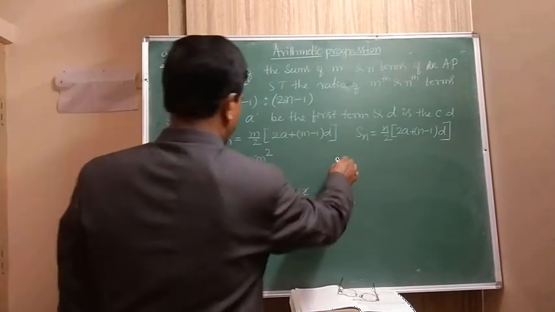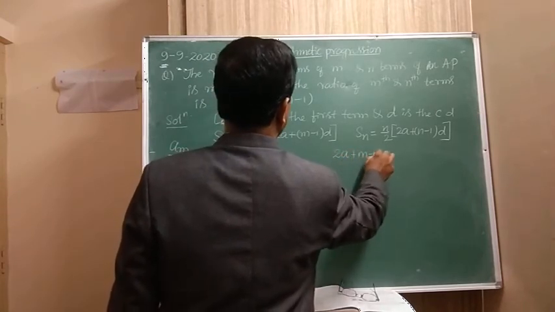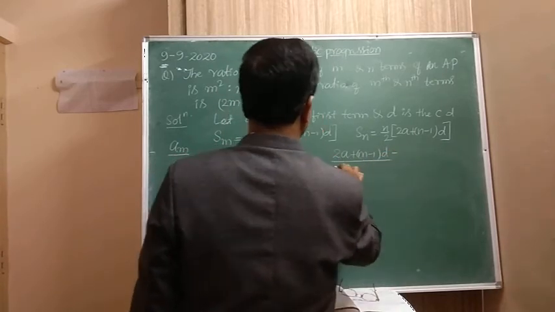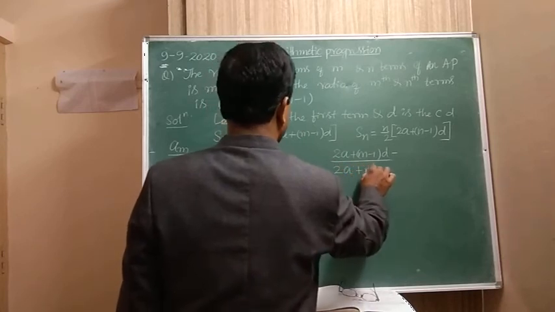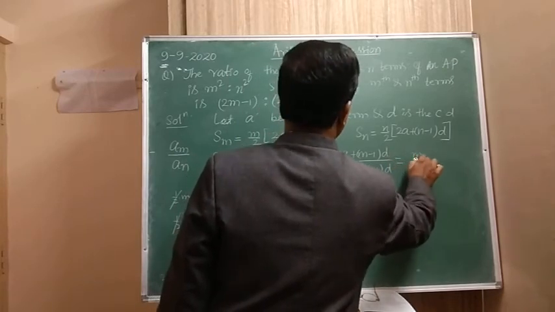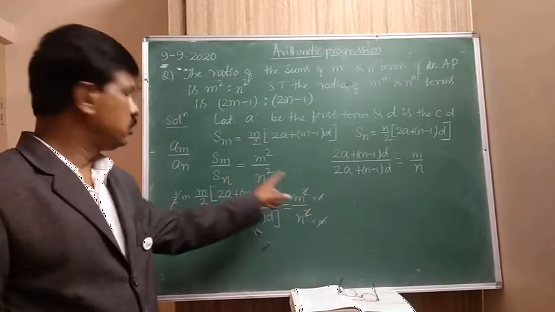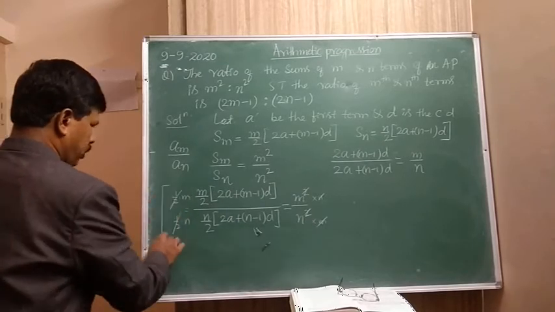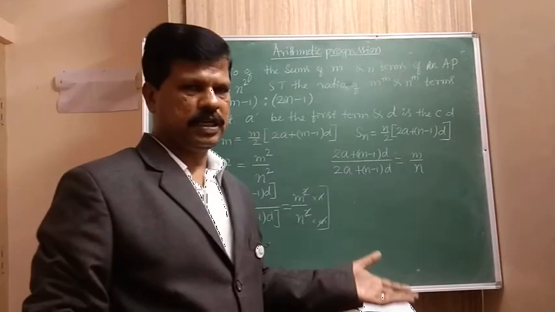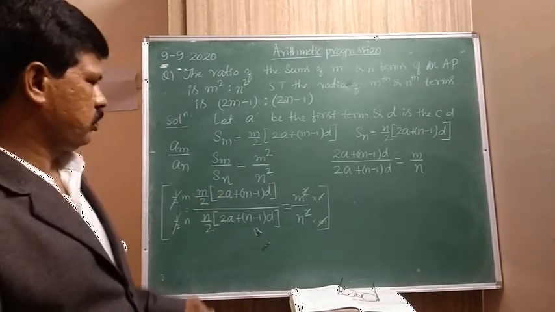Clear? So what I am writing here is 2a plus m minus 1 into d by 2a plus n minus 1 into d is equal to m by n. So look at this part. What I explained, you just pause the video and see once again how I cancelled the terms. You will know that.